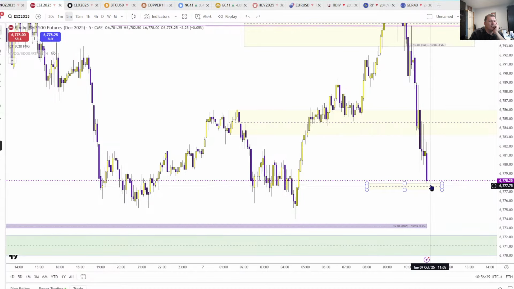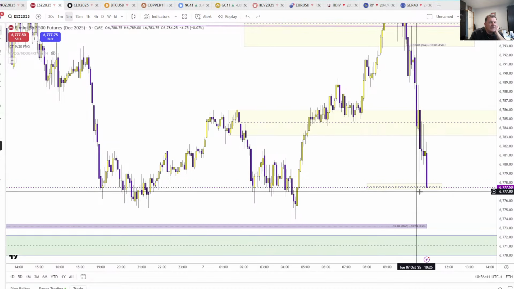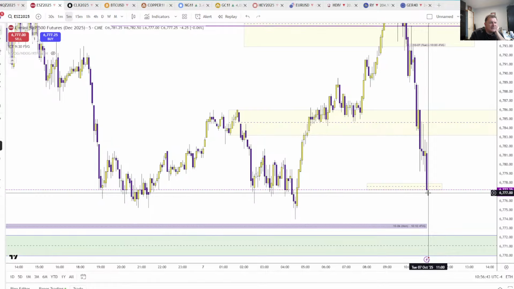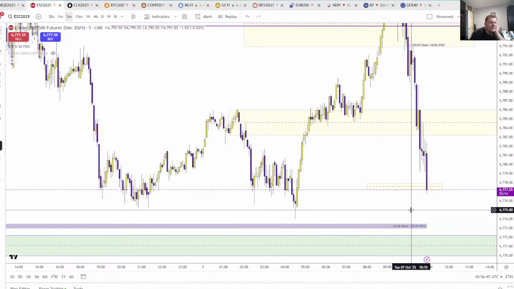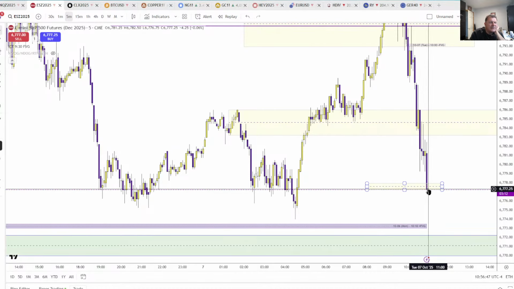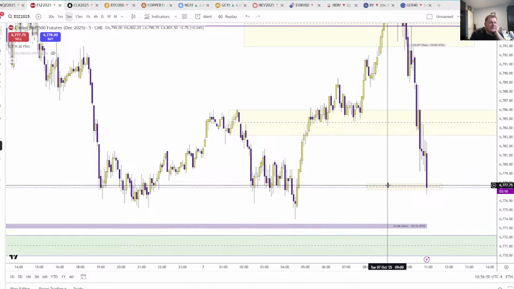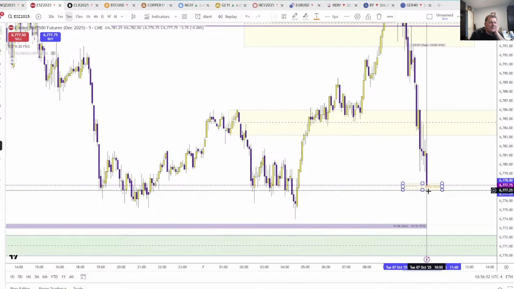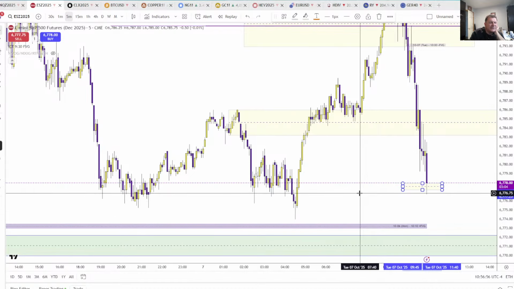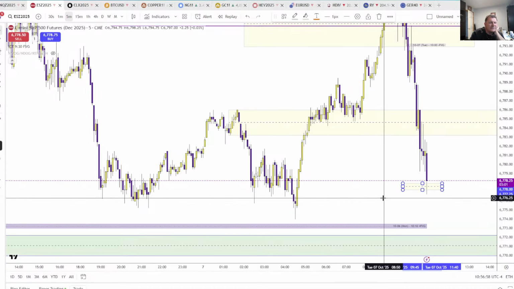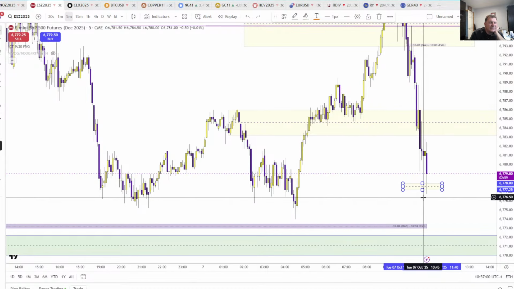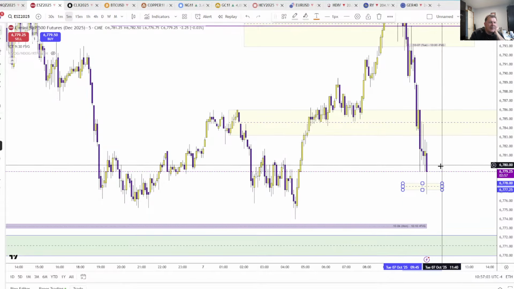There we go. There you go, Kevin. Discount box done and dusted, baby. That's nice. Now you want to see it close below that. I love it when it works, man. Let's see it close below here, and then I'm looking for range extension. If it doesn't, it just pierces it, turns around and heads back up again.